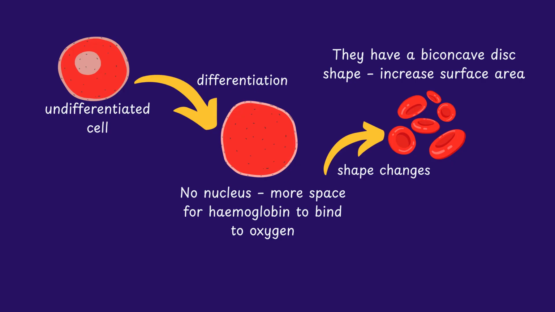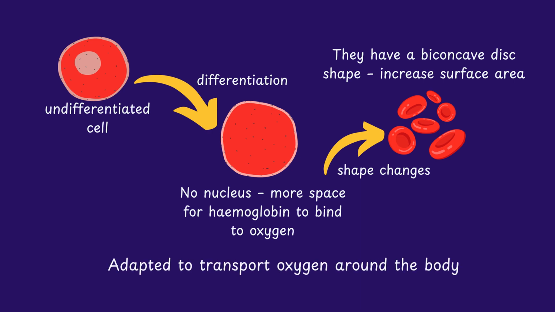The shape is now a biconcave disc shape, and this allows for an increase in surface area so more hemoglobin can be present. All of these changes allow the red blood cell to carry out its job, which is to transport quite a bit of oxygen around the body to respiring tissues.